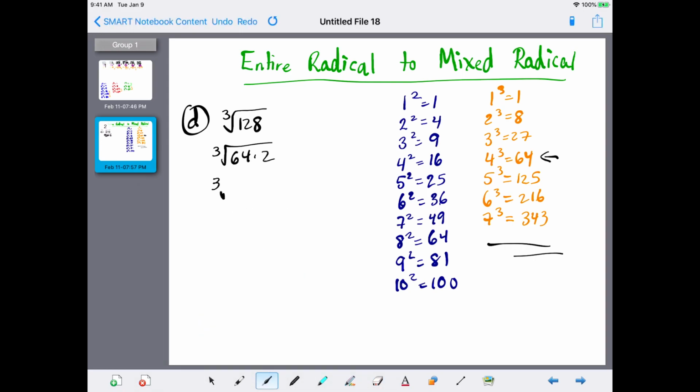So then, again, we break it up. We have the cube root of 64 multiplied by the cube root of 2. And from our list on the right, we can see that the cube root of 64 is just going to be equal to 4. And then we can't do anything with the cube root of 2, so we just leave that be. And that's our final answer. We have converted that entire radical, which was a cube root, into a mixed radical. It's fully simplified.